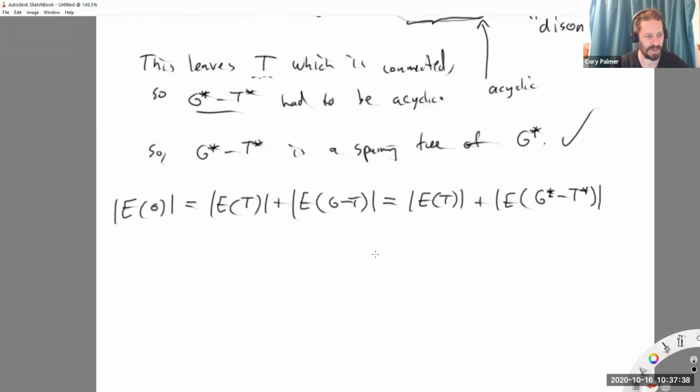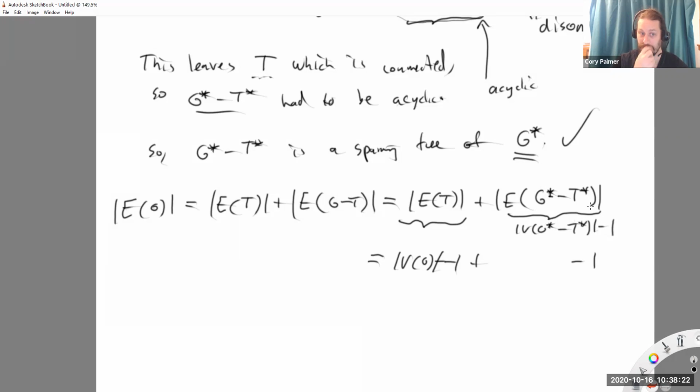And now, here's the best part. T is a spanning tree of the original graph G. Spanning trees have one less edge than vertex. So by the fact that that's a spanning tree of the original graph, this has V of G minus 1 edges. This, we argued, G star minus T star, is a spanning tree of G star. So this should be the number of vertices of this dual graph minus 1, right? V of G star minus 1. That's the number of edges of a spanning tree of G star minus T star. But how many vertices are in the dual?